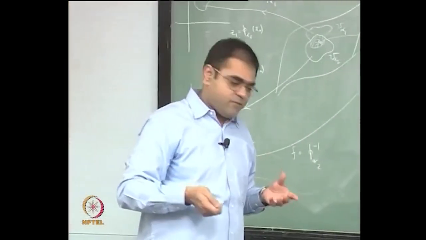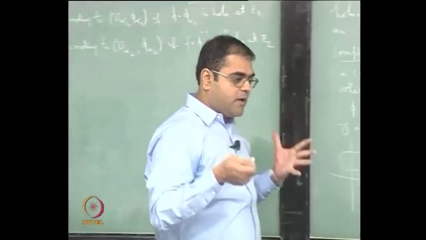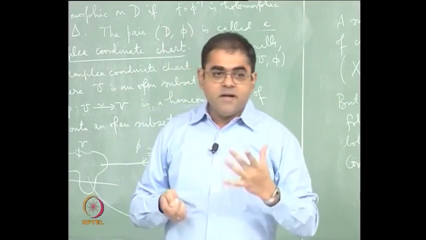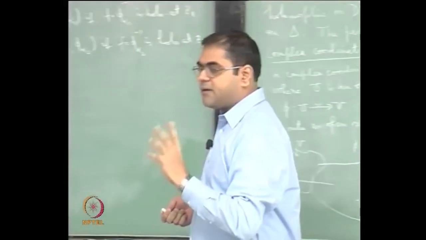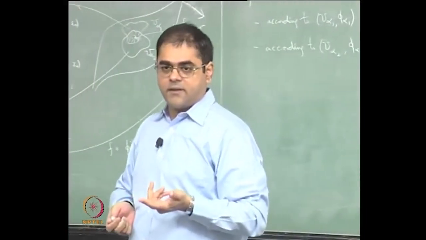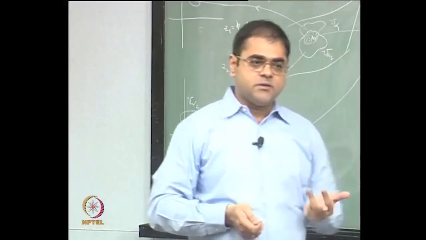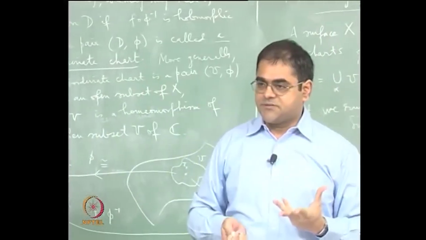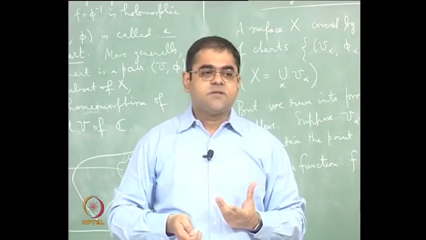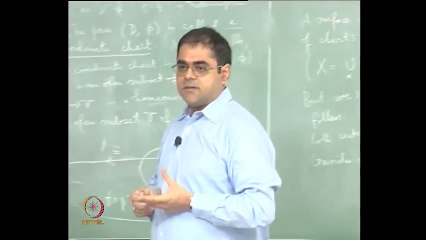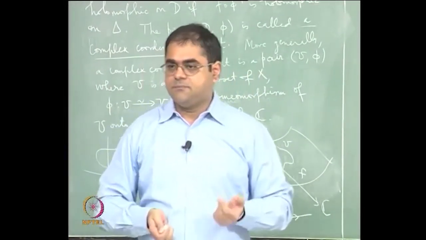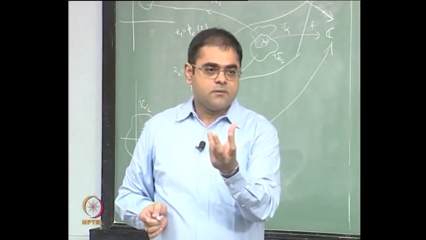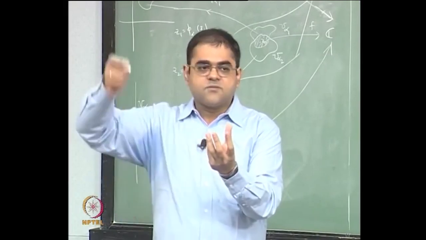Clearly this is not something that we want, because the idea of holomorphicity, or for that matter any property of a function, has to be intrinsic to the function. It should not be a property that is ambiguously defined. All good properties of functions, like continuity, differentiability, analyticity or holomorphicity, should be intrinsic properties of functions. They should be properties which do not depend on reparametrization, because after all what these charts are doing is just reparametrizing a neighborhood around that point in terms of complex variables.